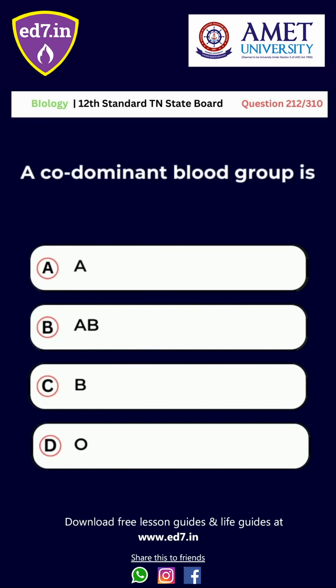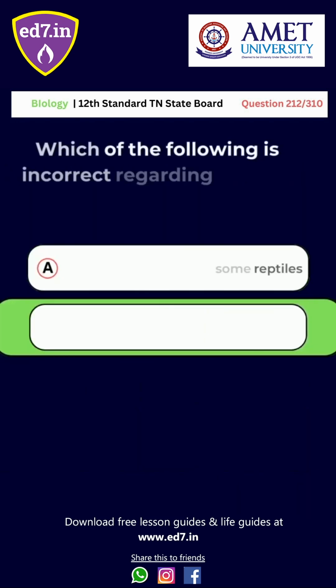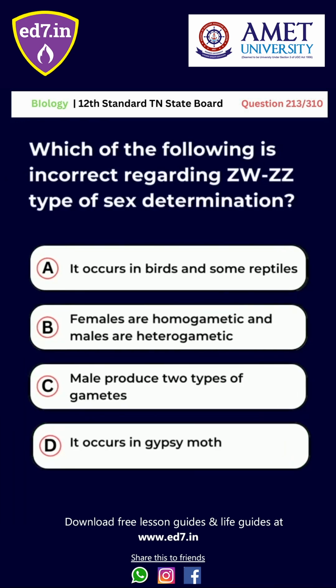Question number 212. A codominant blood group is option A, A, B, AB, C, B, D, O. And the right answer for this question is option B, AB.